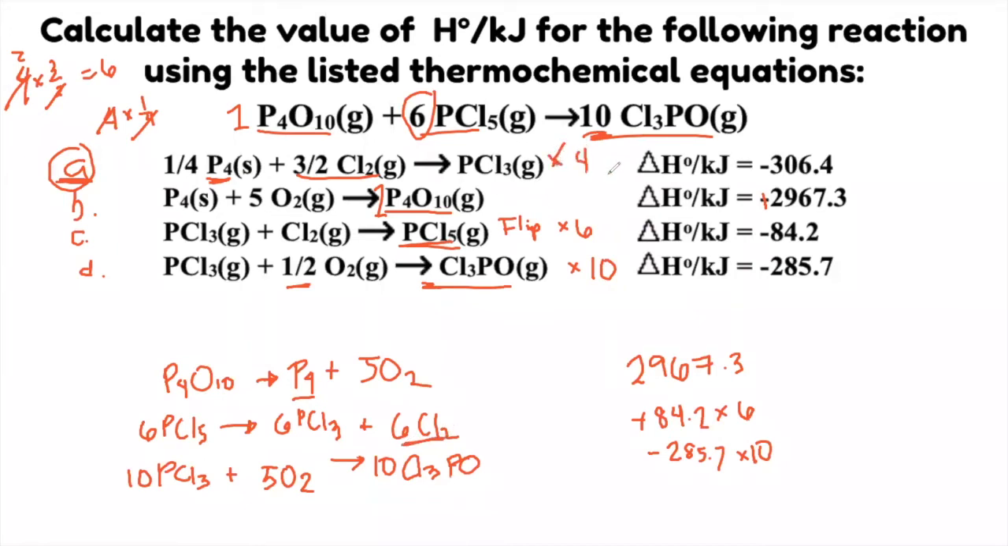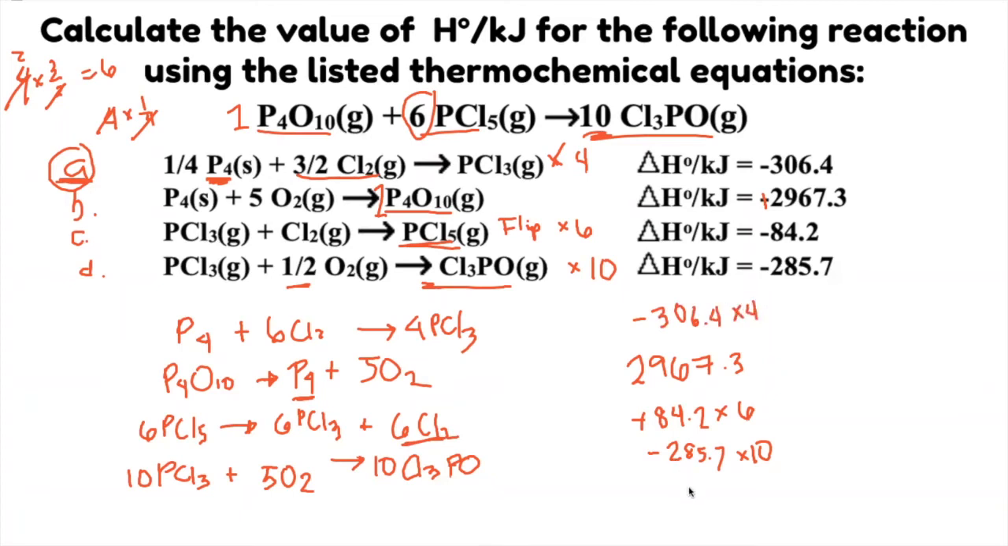Do I need to flip the equation? No, because P4 is on the reactant side. This P4 is on the product side. They will cancel. So I'll get P4 plus 6Cl2 yielding 4 PCl3. So this will be negative 306.4 times 4.